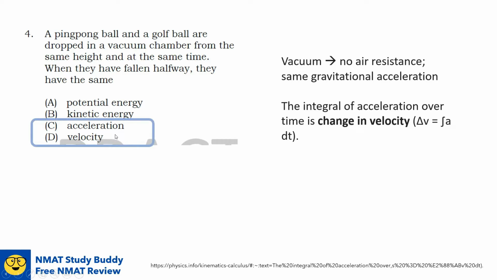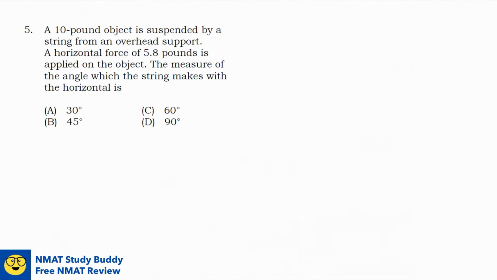Both are correct answers. Number 5, a 10-pound object is suspended by a string from an overhead support. A horizontal force of 5.8 pounds is applied on the object. The measure of the angle which the string makes with the horizontal is blank. So, meron ka daw object na nakahang. Yung weight niya is 10 pound. And then, yung applied force niya sa horizontal is 5.8 pounds. Yan. So, kung nag-apply ka ng force horizontally, mag-move yung object horizontally. So, ayan. Yung itsura niya is magiging ganito na.